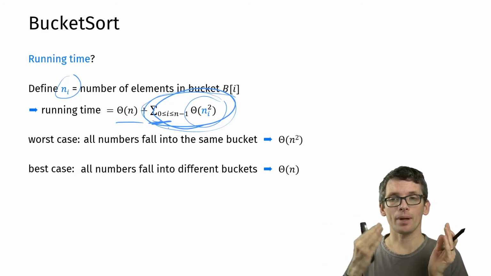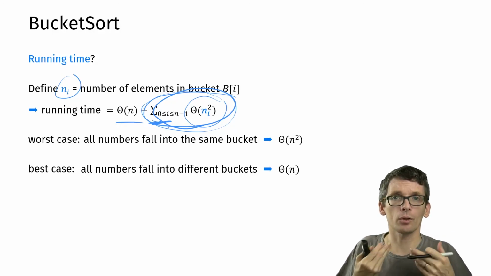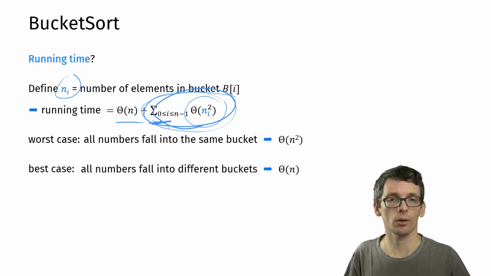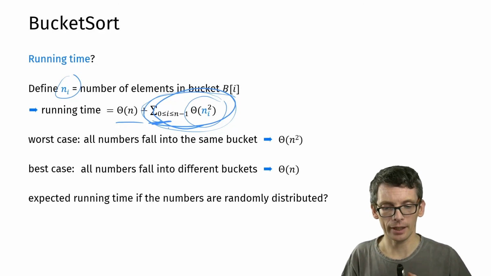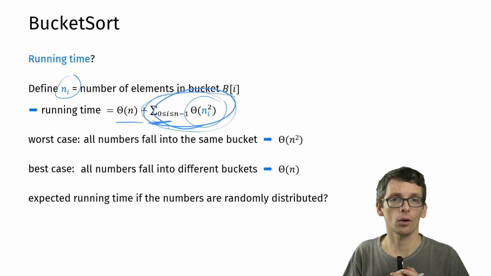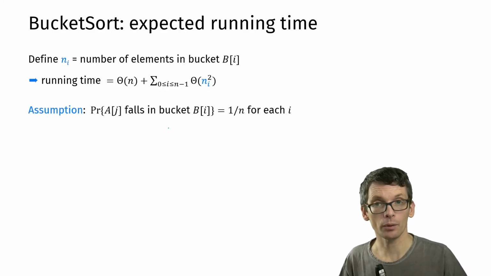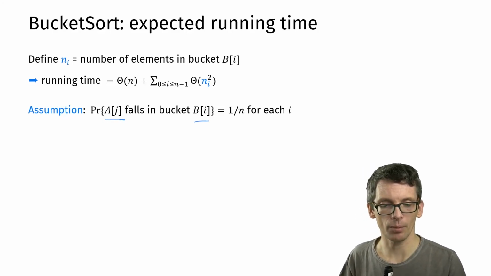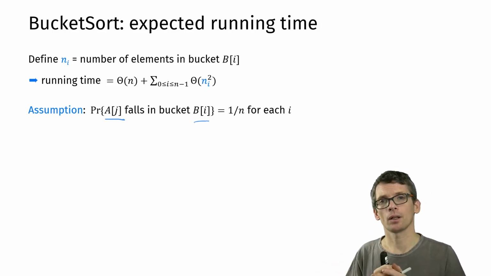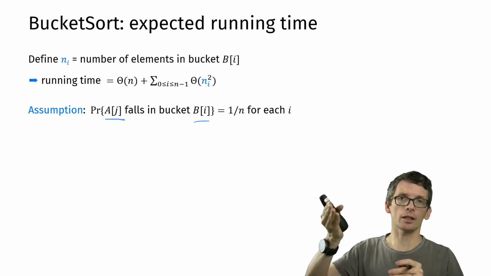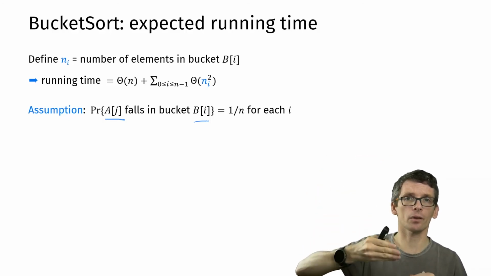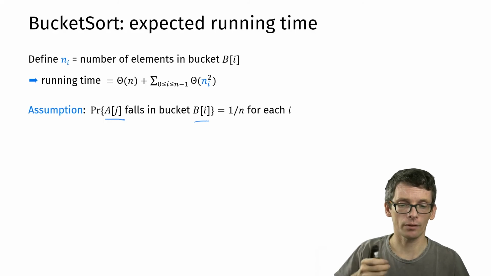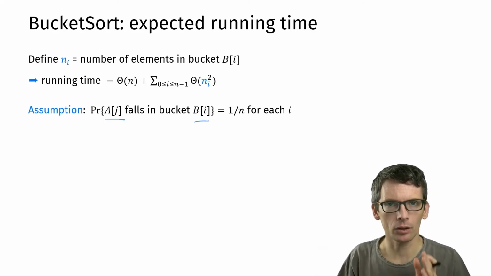So we know the worst and the best case, but we also want to know the expected case. So if we now really have uniformly distributed numbers, so each number is randomly placed somewhere uniformly between 0 and 1, what in this case is the expected running time of the algorithm? The assumption that we're now making is that the probability for any number to fall into any specific bucket is simply 1 divided by n. So the jth number has the same probability of falling into any of the buckets. I have n buckets, so the probability that it falls into a specific bucket, let's say bi, is 1 divided by n. What does that mean for the expected running time?